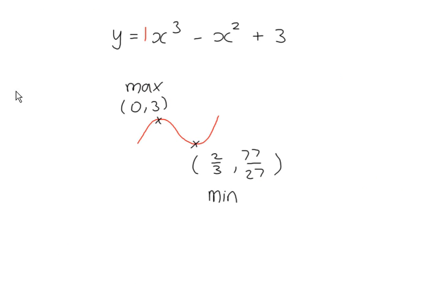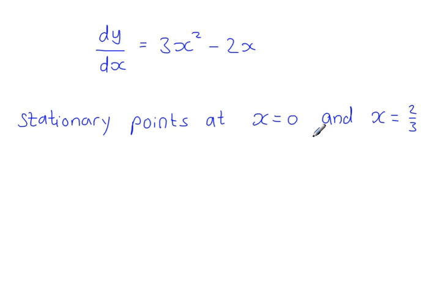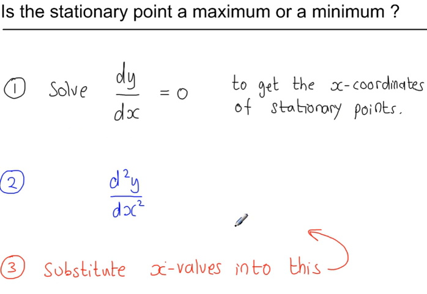Now I've come back to my previous example, and just from the sketch of the curve, I know where the maximum and minimum points are. Now I'm going to show that this is a maximum, this is a minimum, without using the sketch of the curve. So these are the 3 steps that I need to follow. The first one I've already done, and the results are as follows. So there's 2 stationary points at these x values. Now I'm going to work out the second derivative.